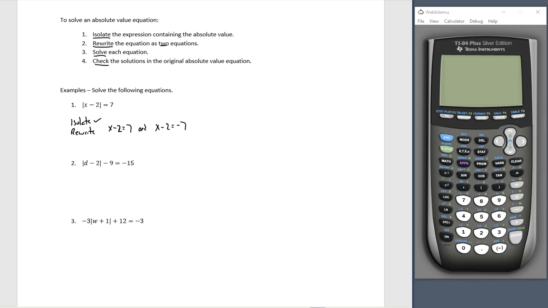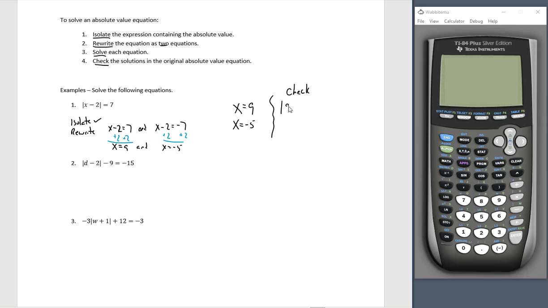Let's solve this. I'm going to add 2 to both sides, and we end up with x equals 9 and x equals negative 5. So I'm going to put those over here. And we can check.